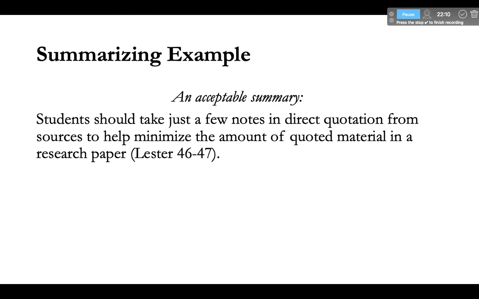Students should take just a few notes in direct quotation from sources to help minimize the amount of quoted material in a research paper. So again, a summary, you're taking a large chunk of text, whether it's an entire article, an entire chapter, a paragraph or 2, and you're condensing it, okay? It could be you're condensing an entire article to a couple of sentences, or you're going to condense a 15-page article to like a paragraph, but it's still condensed, okay?